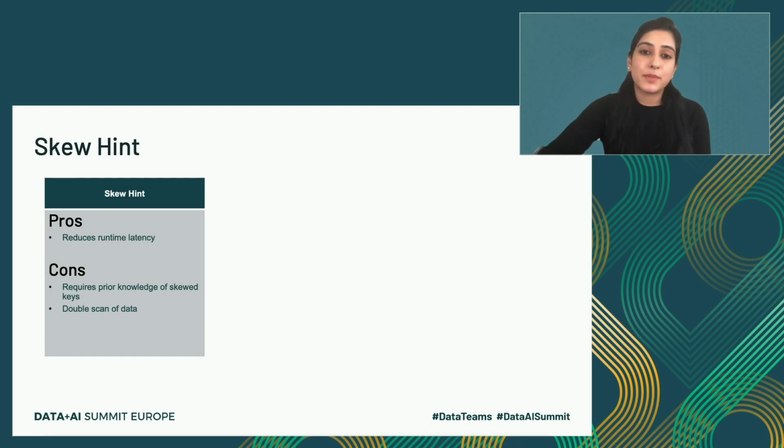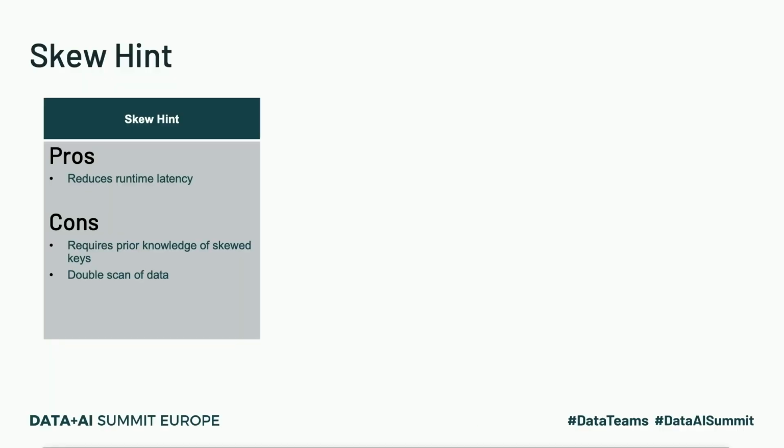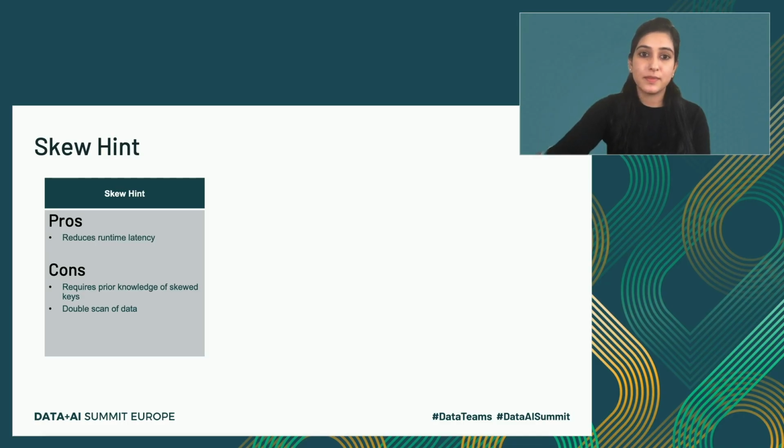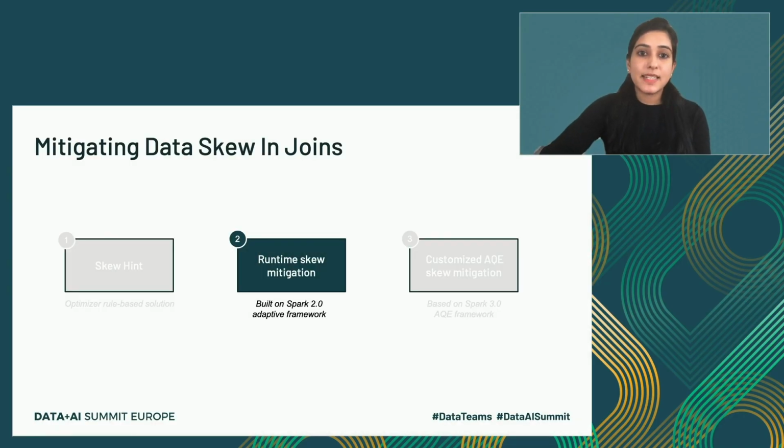Let's take a look at the pros and cons of this solution. We definitely were able to reduce runtime latency using skew hints. However, this solution required prior knowledge of skewed keys even before query execution. We also had to double scan input data in order to achieve this. This led us to the development of our second solution, which is a runtime skew mitigation based on Spark 2.0 adaptive framework.